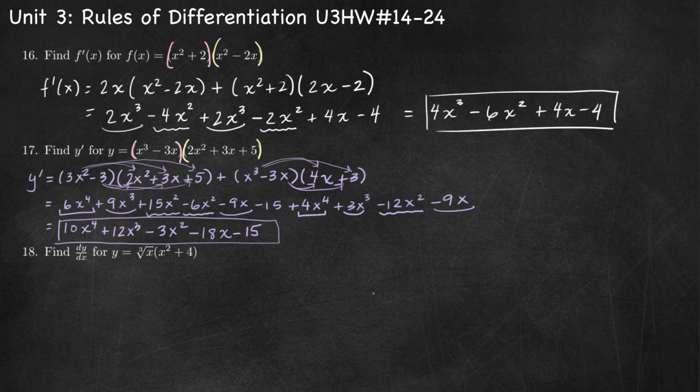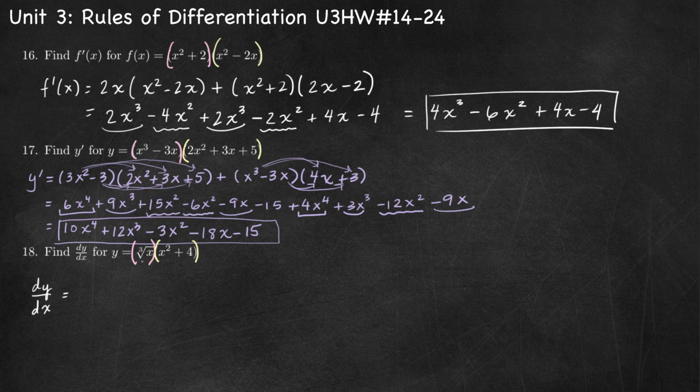And number 18, find dy/dx for y equals cube root of x times the quantity x squared plus 4. So I'm going to use the product rule again here. The first factor is cube root of x, and the second factor, x squared plus 4. So dy/dx, another notation for derivative, equals derivative of the first.